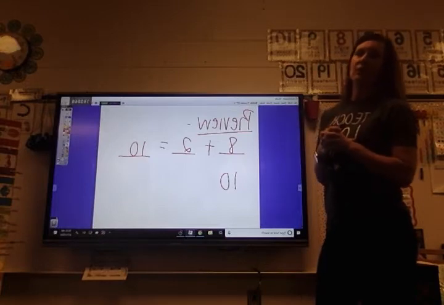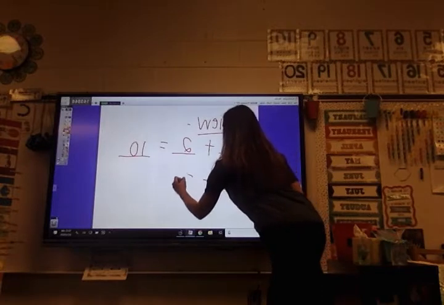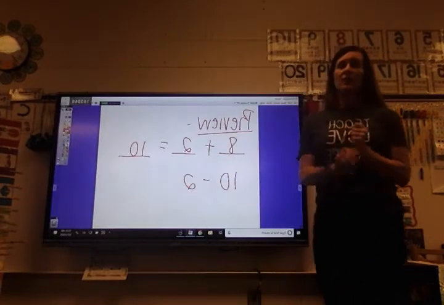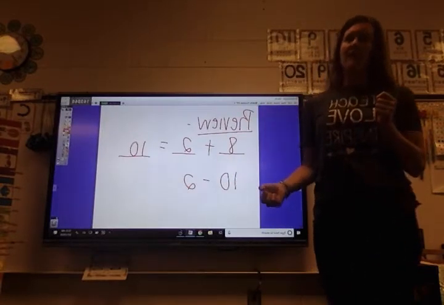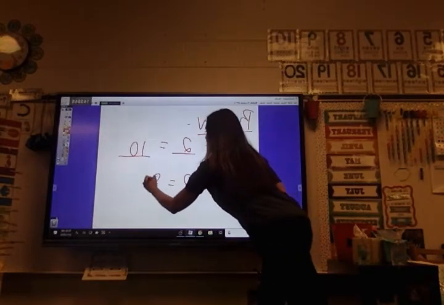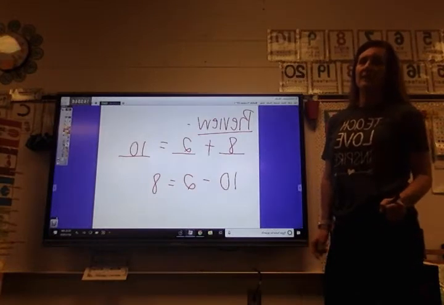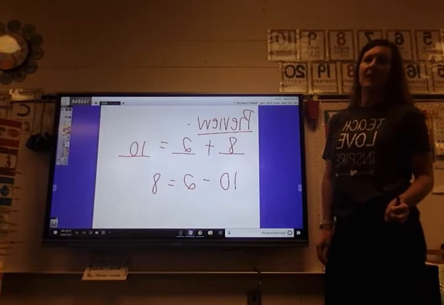So I'm going to start with my whole number, which is 10. I'm going to subtract 2, so I'm going to take 2 away, and the difference is 8. 8 is called the difference. So I just found the difference between 10 take away 2.